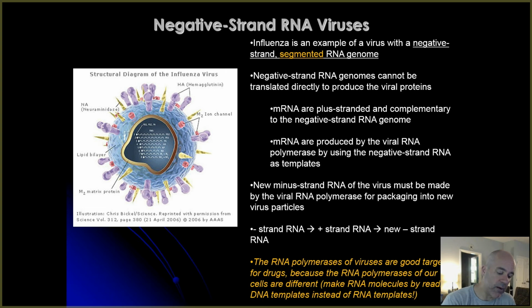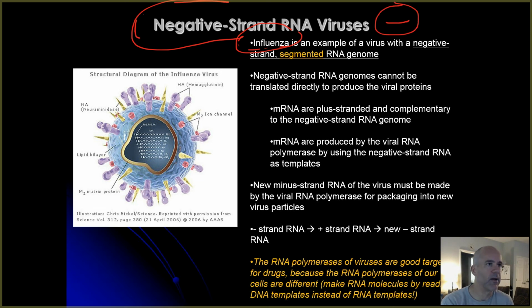Okay, negative strand RNA viruses or minus strand RNA viruses. Either of those terms can be used. Good example, influenza, an example of one of these types of viruses. So its RNA genome is negative polarity. My pen doesn't want to write. There we go. I guess I'm off the surface.